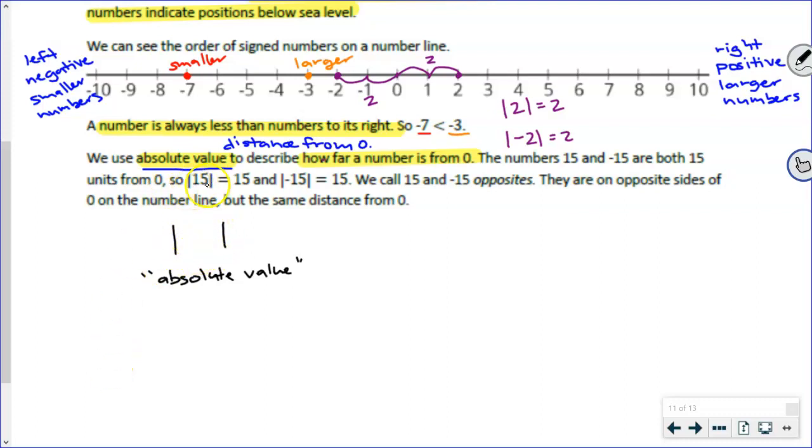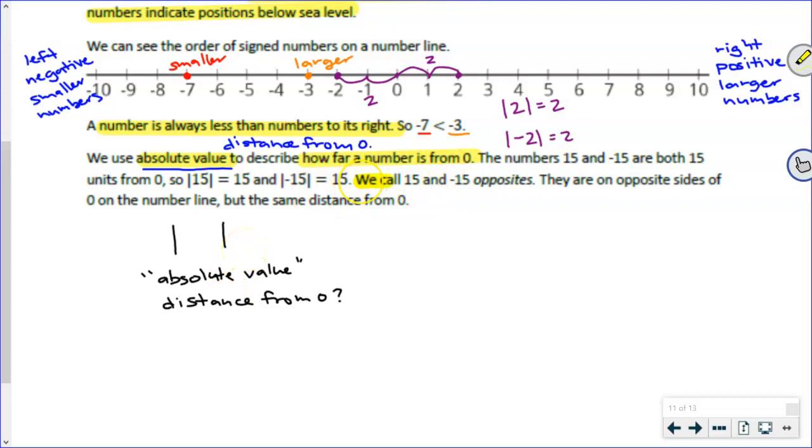So the absolute value of 15, what I'm really saying, I might say the words absolute value, but what I'm really asking is what's the distance from 0? So how far away is 15 from 0? 15 away. I would say the absolute value of negative 15, but I'm really thinking how far away or what's the distance from 0? It's also 15 away.